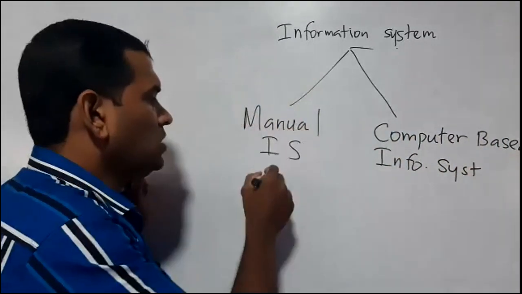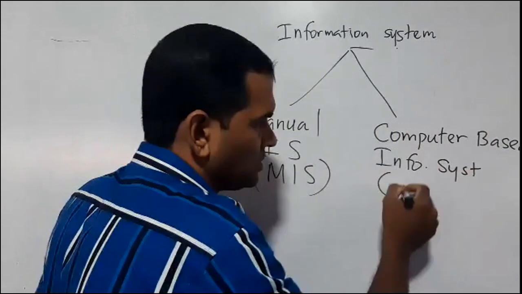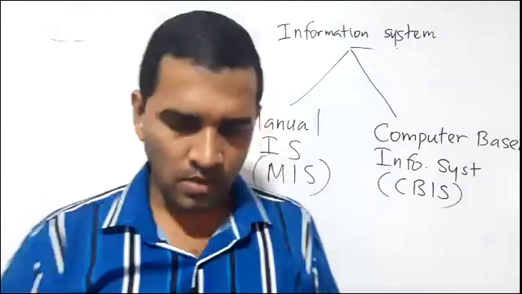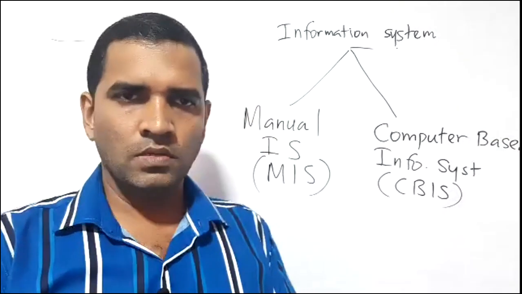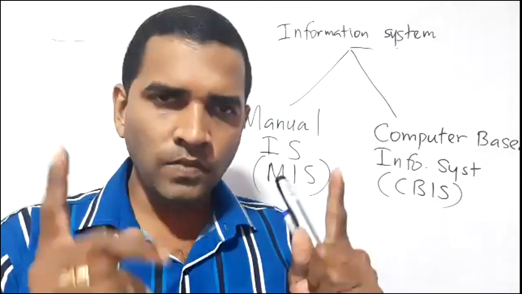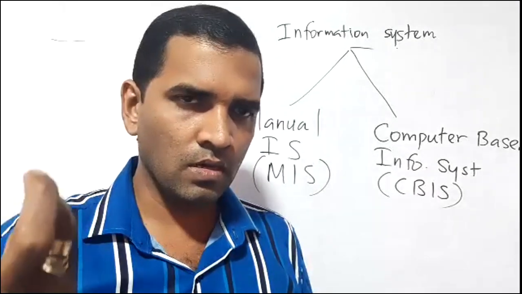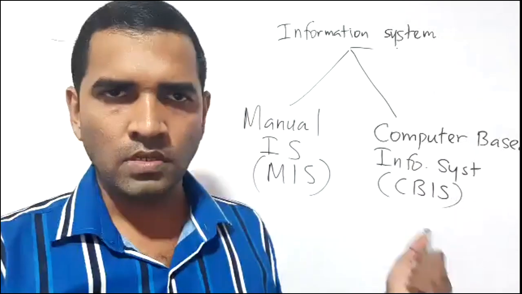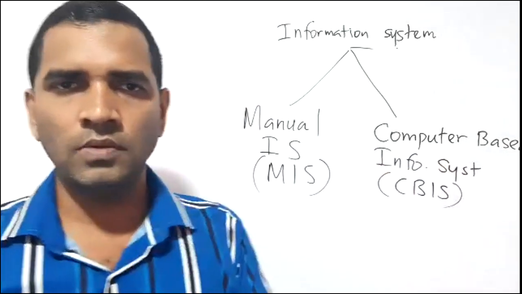So this can be called manual information system. This is computer-based information system, CBIS, right? So these two are types. So definitely this is an information system. This is also an information system. So if they are information systems, definitely they have the capacity to process the data into information. But there may be some differences between manual information system and computer-based information system.